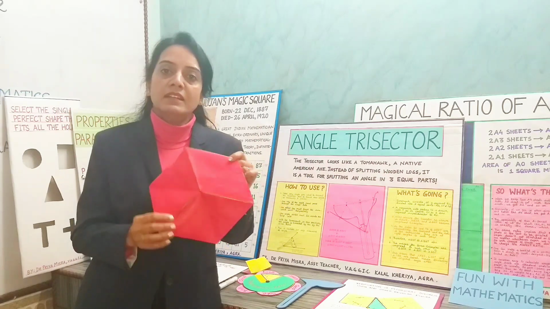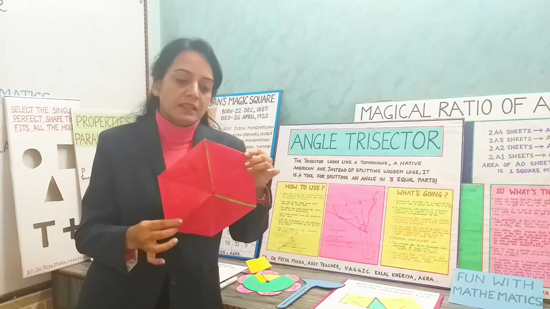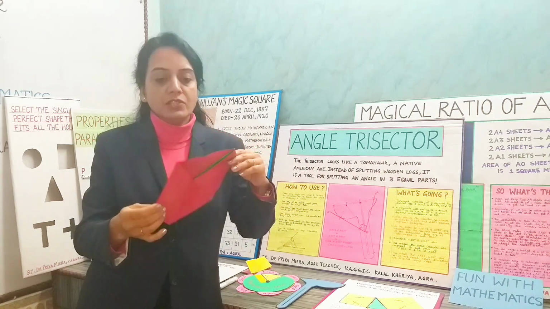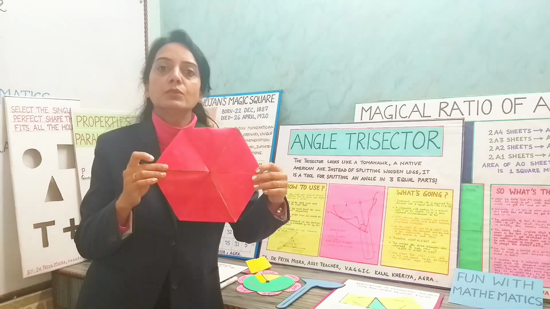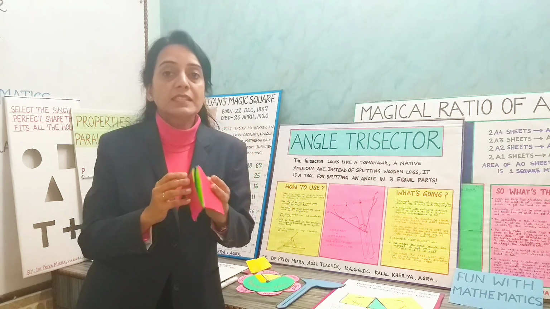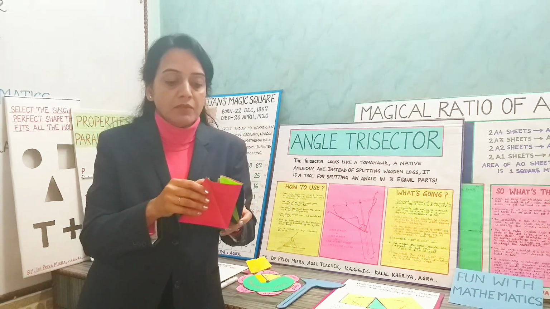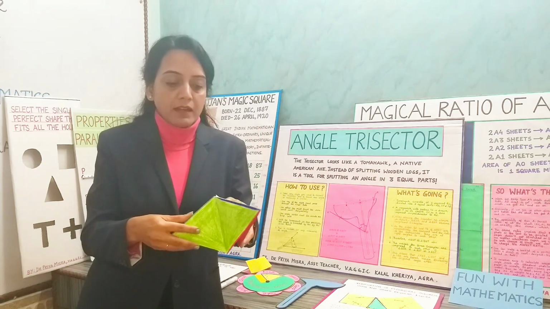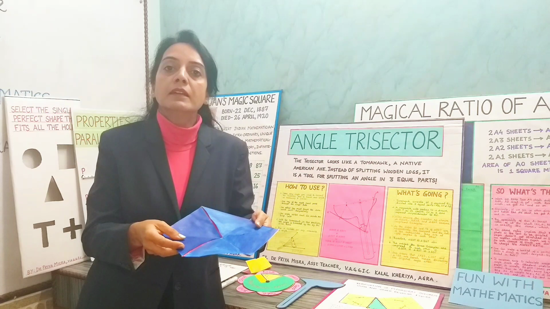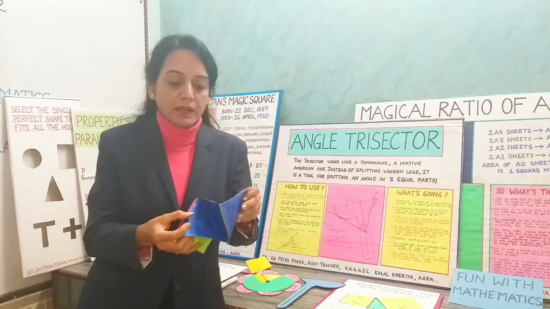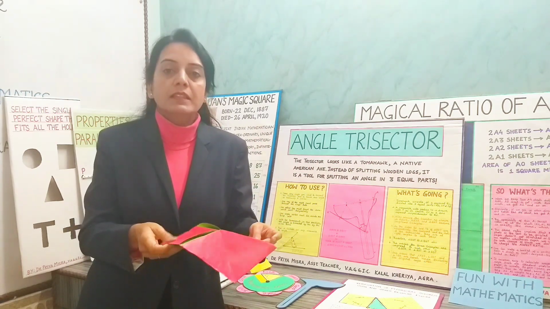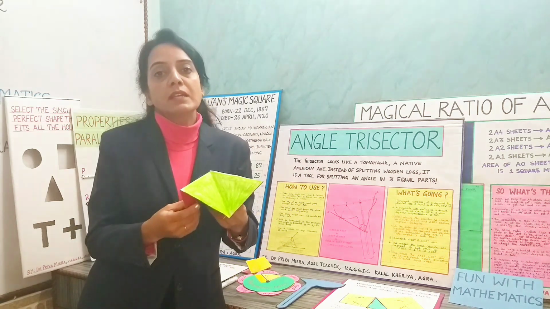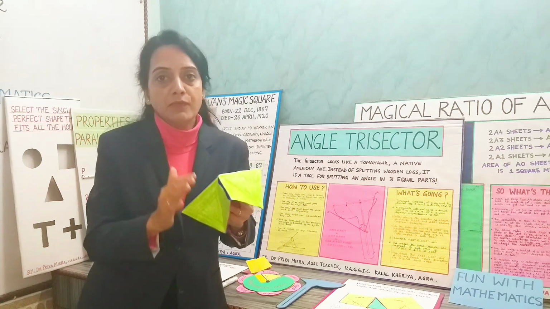Third TLM is a flexagon. A flexagon is a flat, two-dimensional structure, which here you can see has two surfaces, but when we flex it in a certain way, we can see the third surface. Because there are three surfaces visible here, blue, red and green, its name is trihexagonal flexagon.